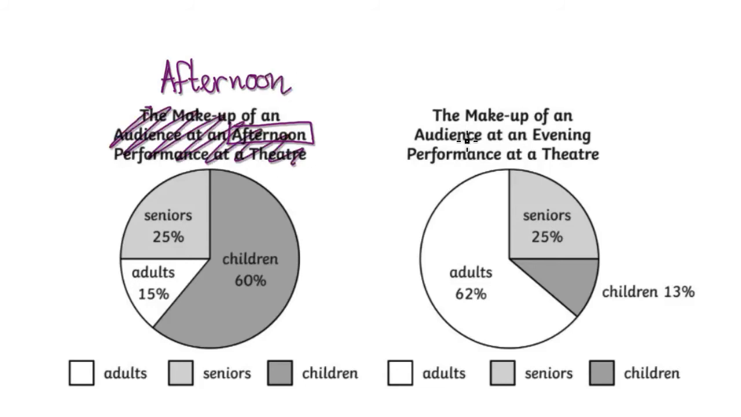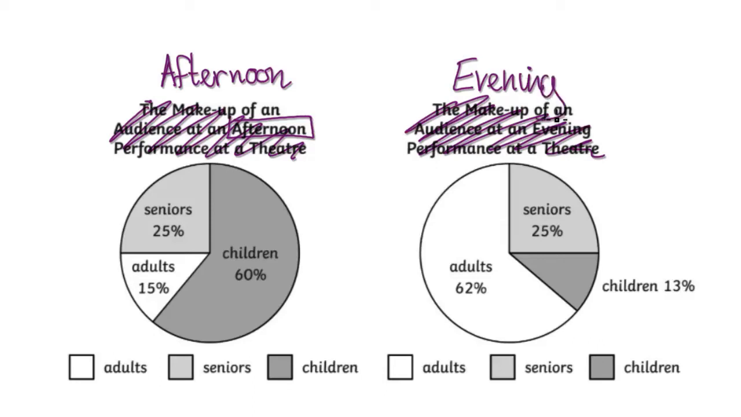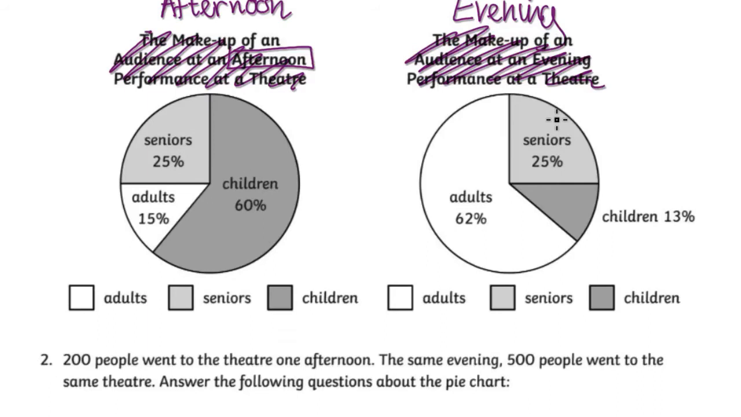And then this is the audience at an evening performance. So what's important is this evening. There are too many words here, so remove everything and just remember this represents evening. And then down here the question says 200 people went to the afternoon one. So what's important is 200 people and afternoon.